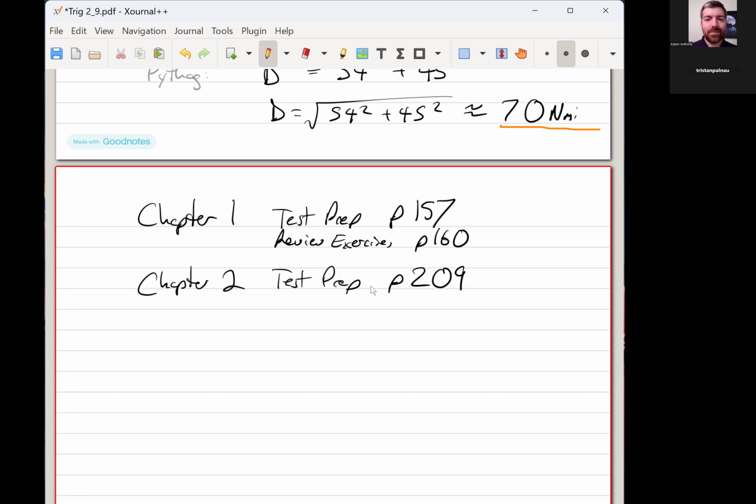The test prep for chapter 1 is on page 157. Review exercises follow. The test prep for chapter 2 is page 209. And like I said, we'll go over some material at a future session. We'll talk just briefly about it on Wednesday of next week.